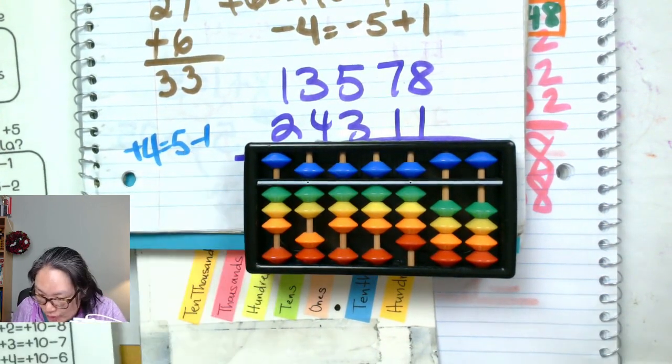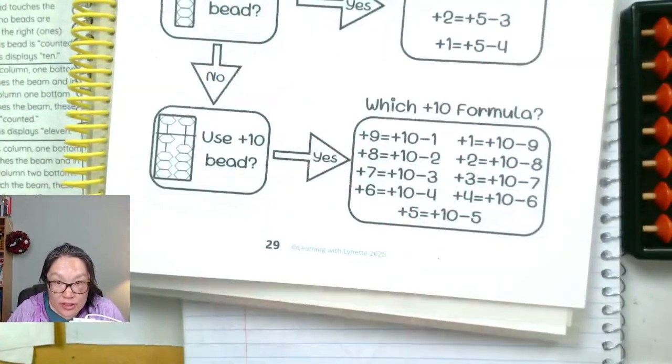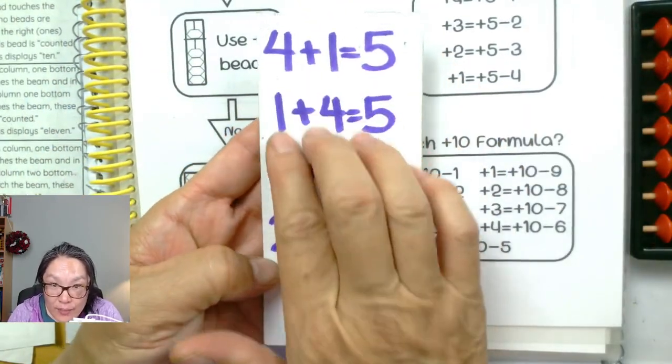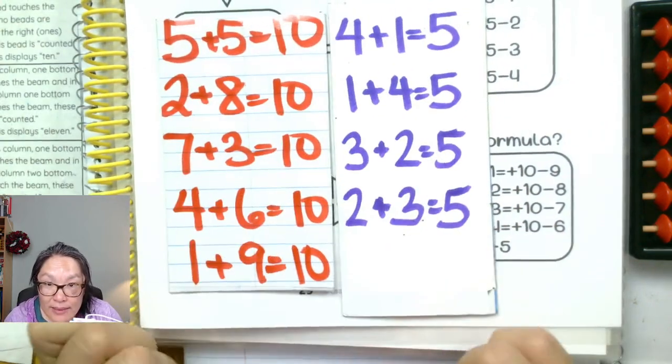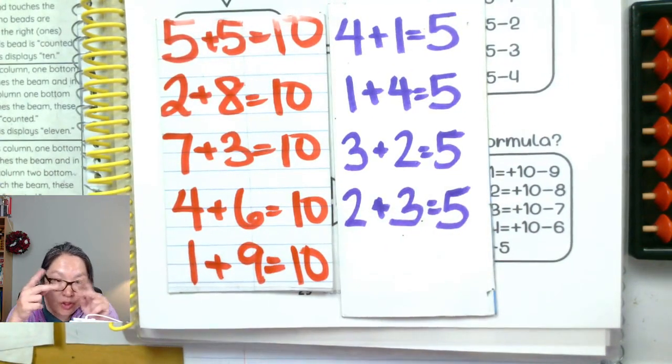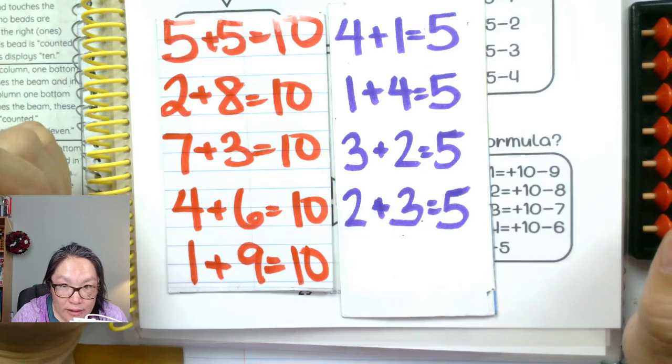So that's what the formula is. If you notice, we make a 5. These are the pairs of how to make a 5. And then these are the pairs on how to make a 10. And we just kind of switch the two all over the place. Okay, how are we doing?